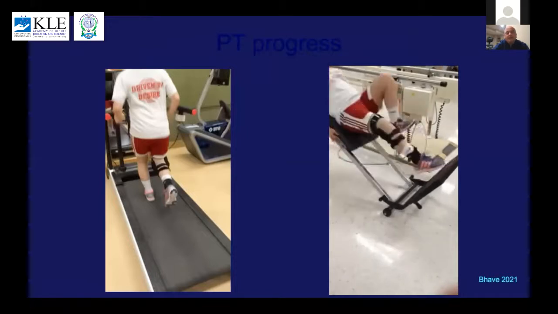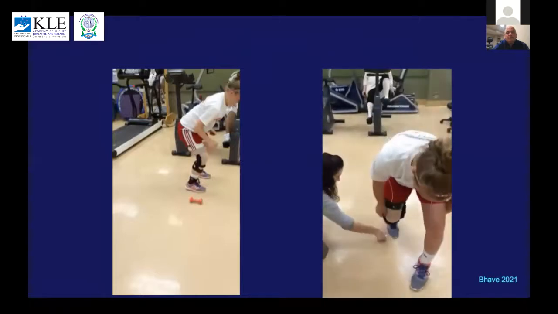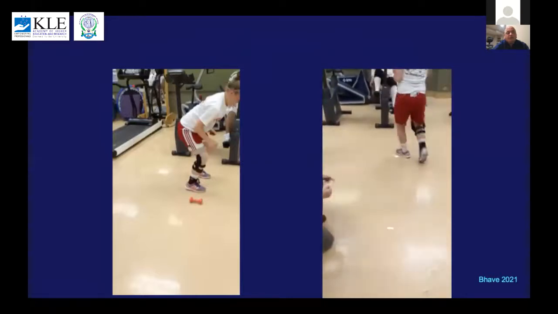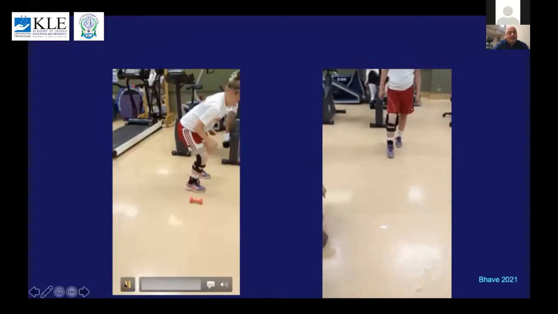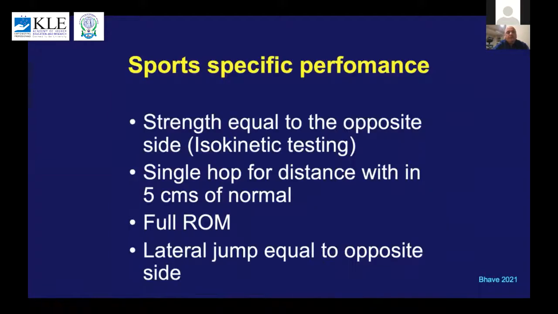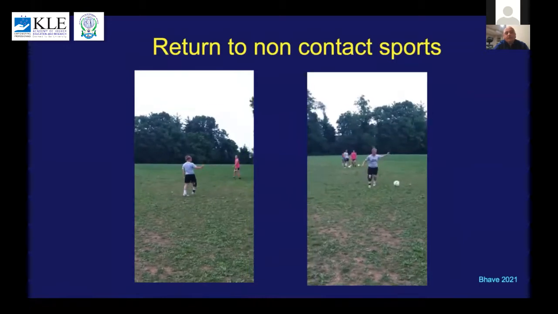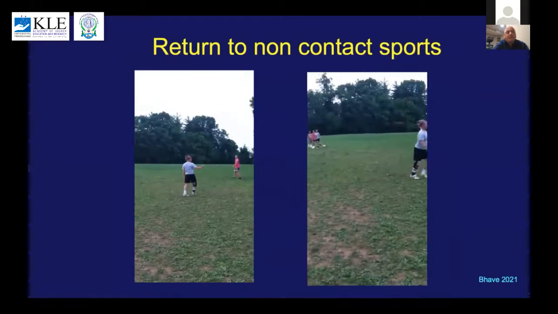Their fast twitch muscle fibers did not atrophy because we did enough electrical stimulation before, and then we always check them for single hop for distance, both from the front as well as from the side. We call it lateral hop, and then we put them on the field as soon as possible. So within a few months of rehab, if done appropriately with a multimodal strategy, you get their strength to equal single hop distance, equal full range of motion, and put them on the field within 6 months from a knee dislocation surgery. So that's a pretty good rehab that one can achieve with a properly planned treatment as shown here.